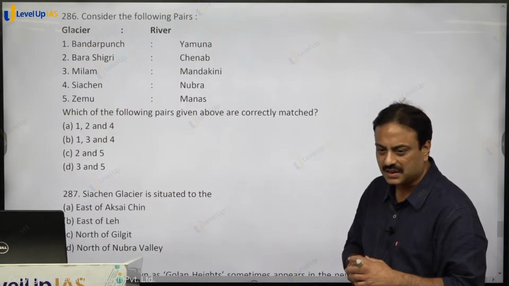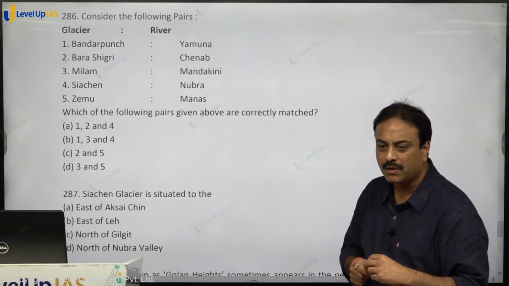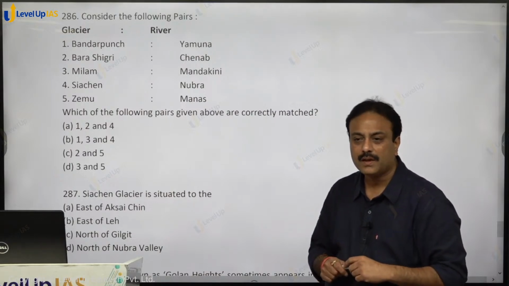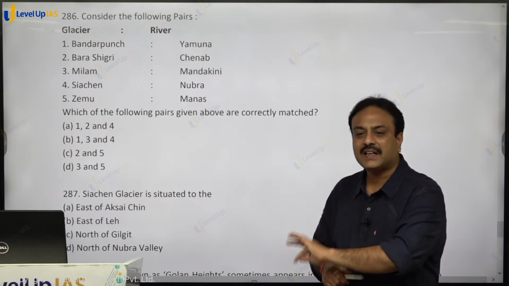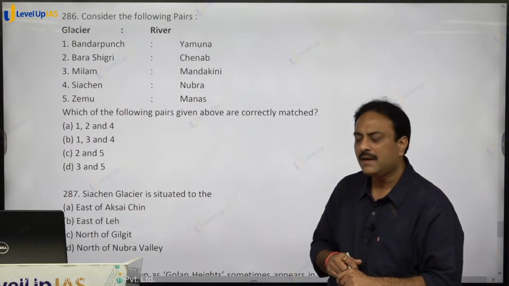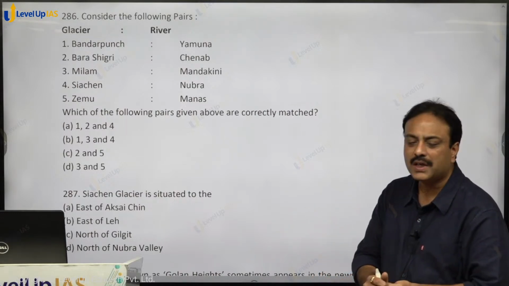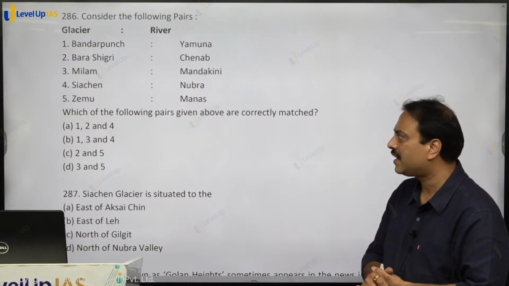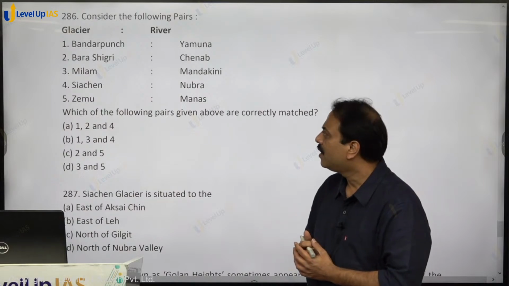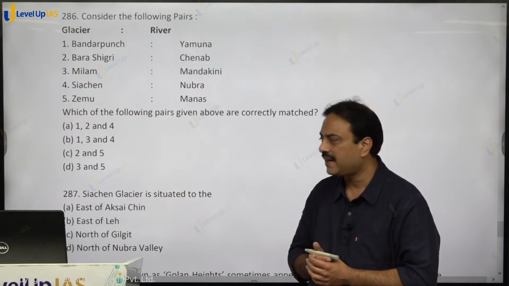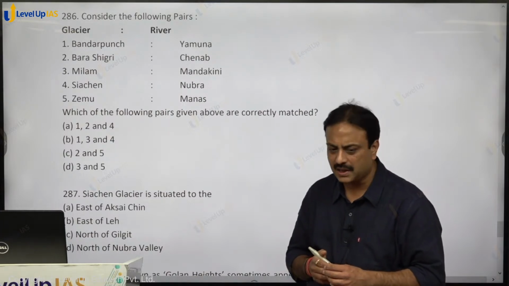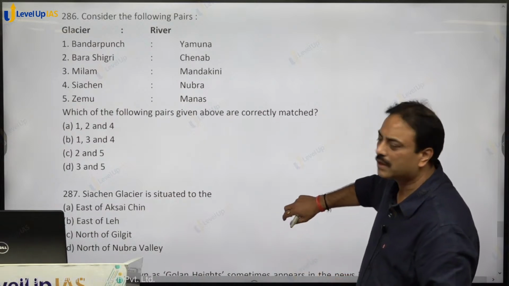Zemu, Manas. Manas is a river that originates from Bhutan, the Trans-Bhutan region, and Zemu is located in Sikkim, right? Indirectly it can be considered as an origin of river Tista. Zemu is associated with river Tista, not with Manas, right? So Bandar Pooch and Yamuna is the correct statement. Barasigri and Chenab is again a correct statement. Third one is wrong, fourth one is correct, fifth one is wrong. So 1, 2 and 4, option A for apple, shall be the right answer to this question. Clear on that?